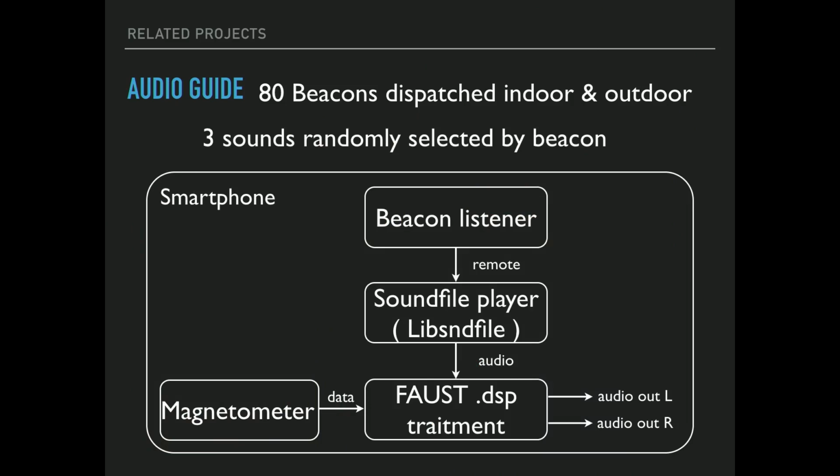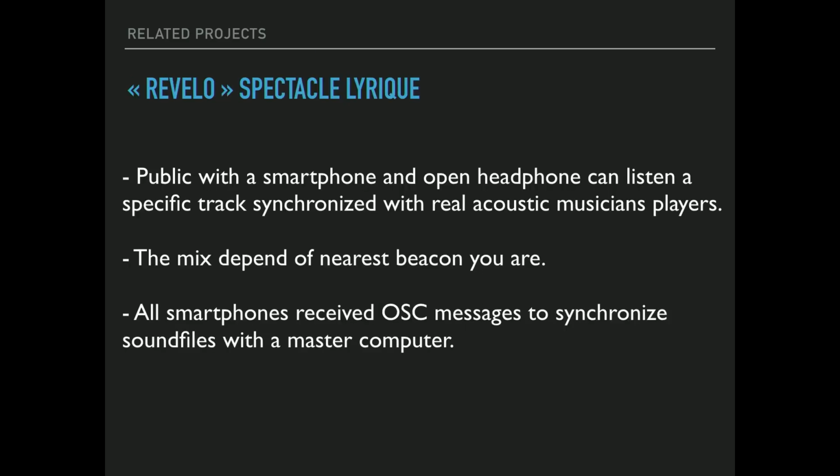And the project is to create an interactive installation. Depending on where you are, you start a specific sound. Each beacon has 3 sounds, and randomly you select a story from this beacon. And when you activate a story, we use a magnetometer to create binaural access or change the sound completely in real time. So it's an example of a project we made with Faust2smartphone.